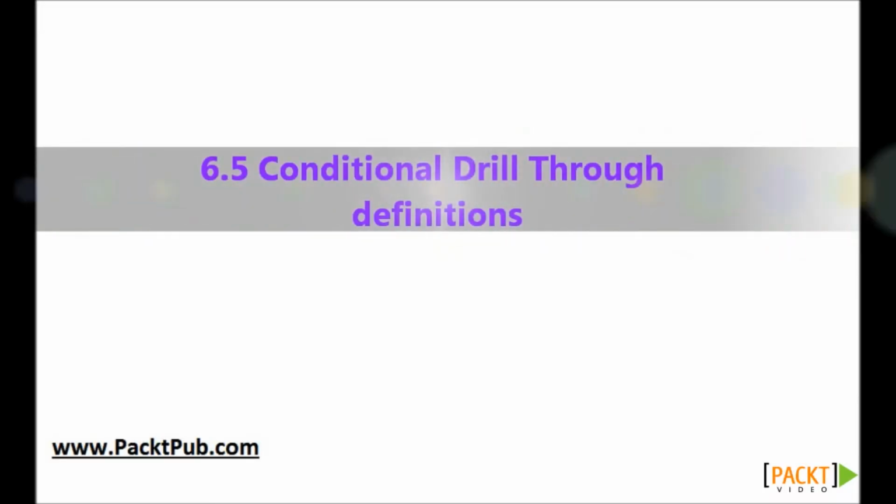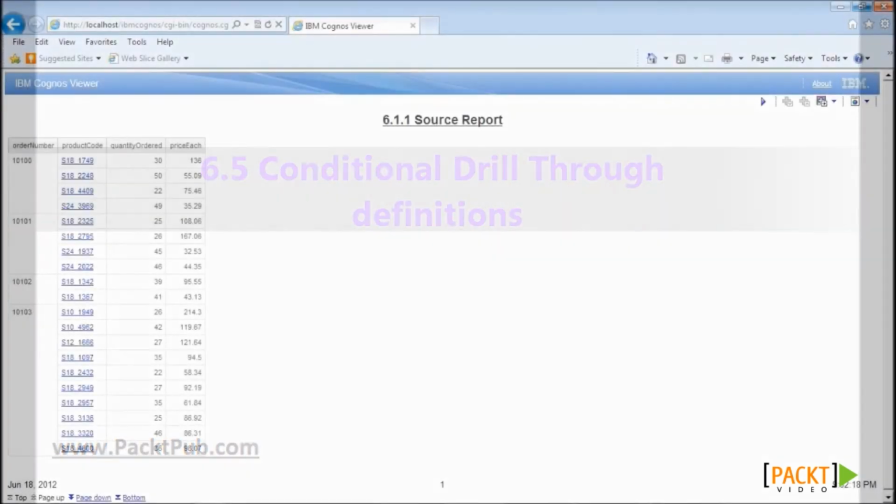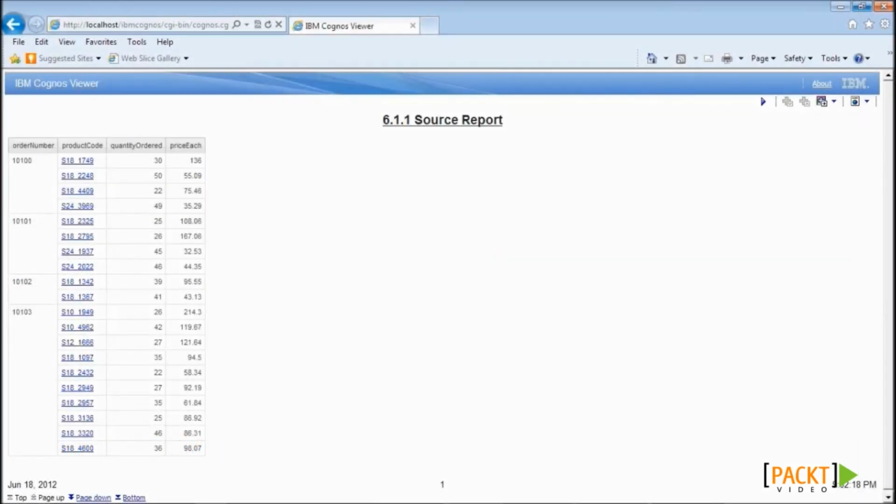6.5 Conditional drill-through definitions. It is often required that the drill-through links to different targets based on certain conditions. Though Report Studio allows you to define multiple drill-through links on the same text item, the users will then be given choice to select which target report they would like to go to. In this video, we will see how we can use conditional styles to mimic conditional drill-through to different targets.